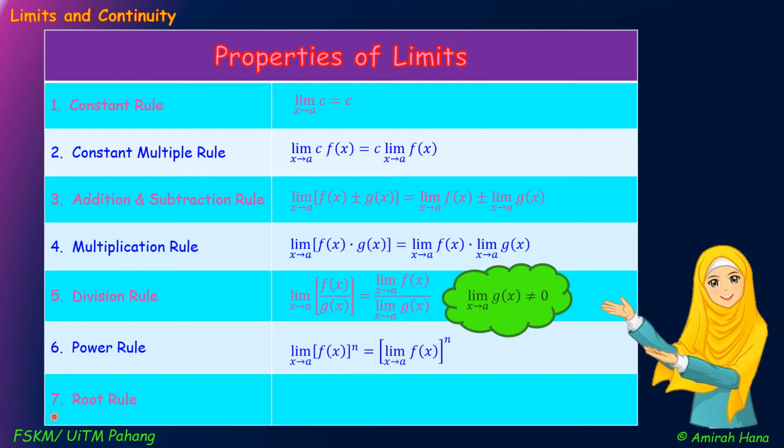Property number 7 is the root rule. If we have the limit as x approaches a of the nth root of f(x), we can write the nth root of the limit as x approaches a of f(x). It means that the limit of the nth root of a function equals the nth root of the limit of the function. And n here must be a positive integer.